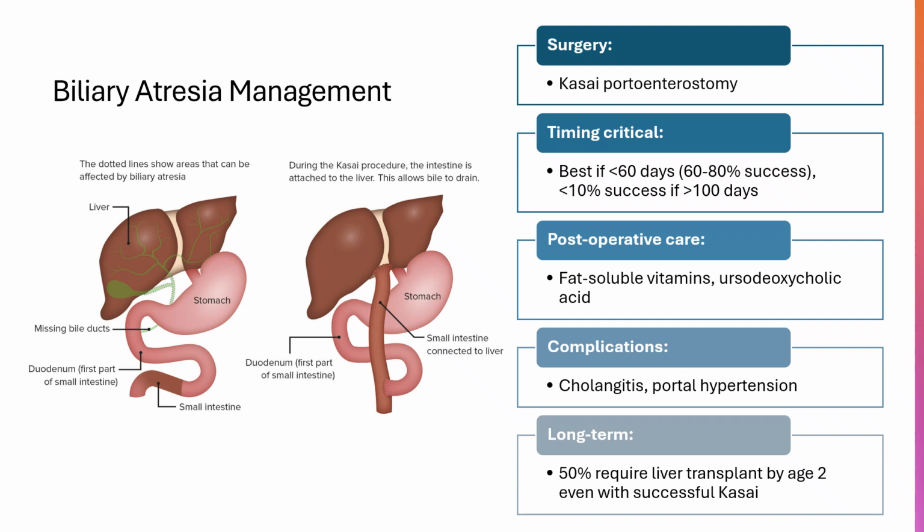Age at surgery remains the strongest predictor of success. Infants operated before 45 days achieve bile drainage in approximately 80% of cases. This drops to 40 to 50% between 60 and 90 days, and less than 20% after 90 days. Even with successful drainage, many children eventually require liver transplantation due to progressive intrahepatic disease.